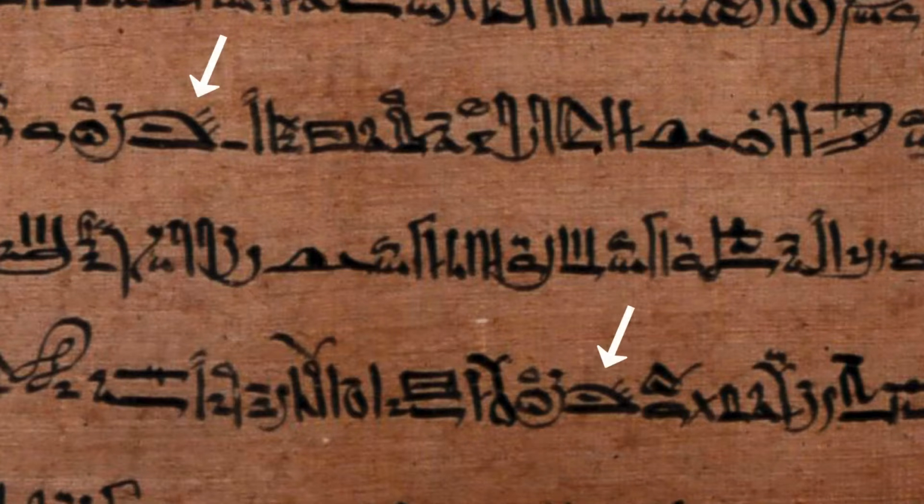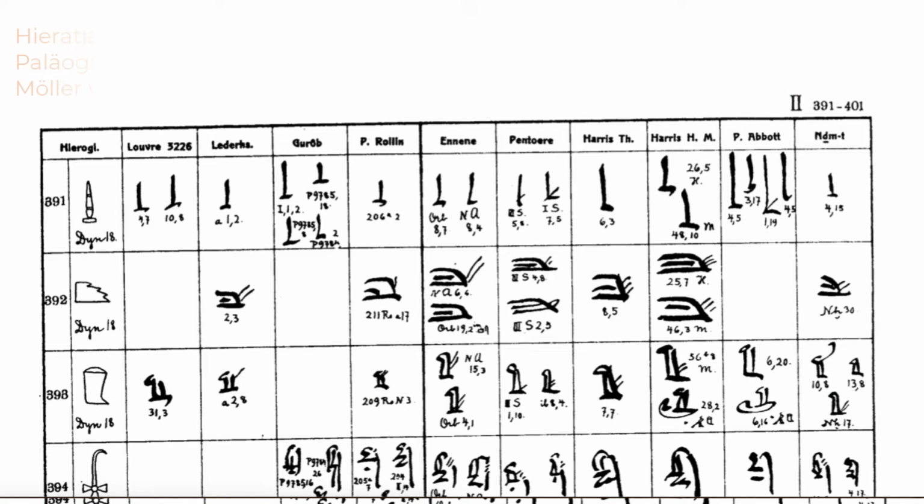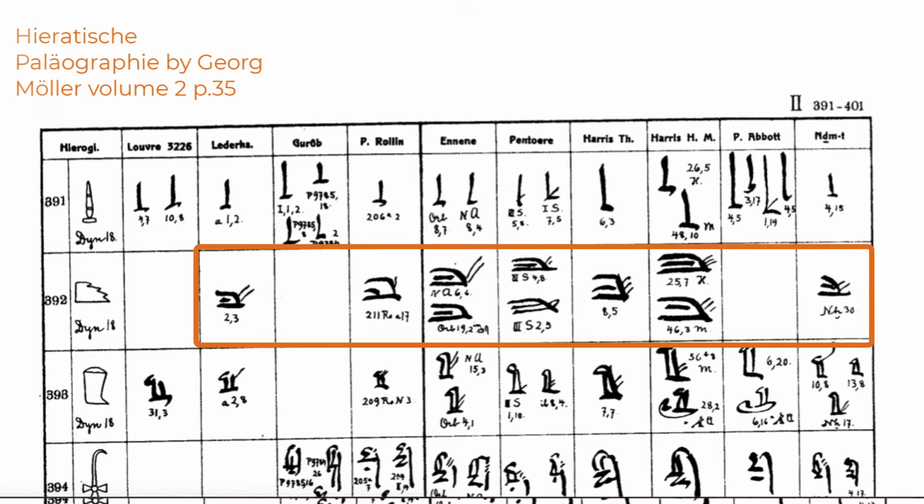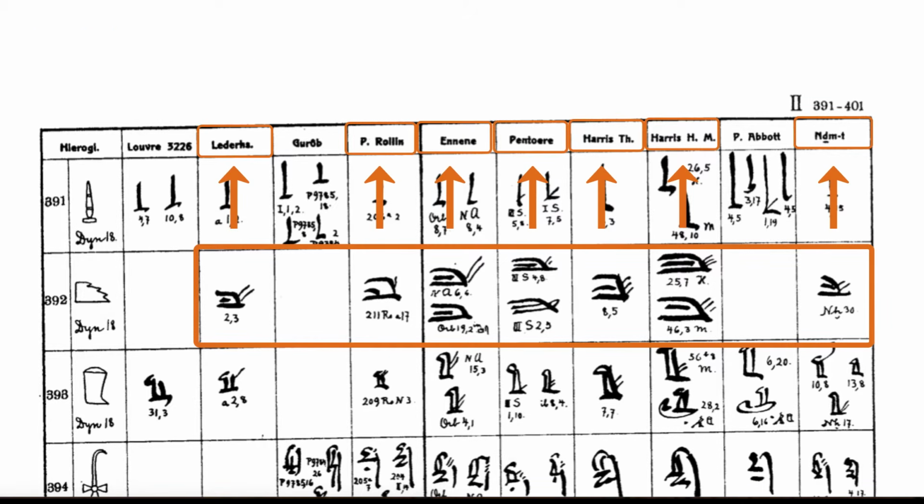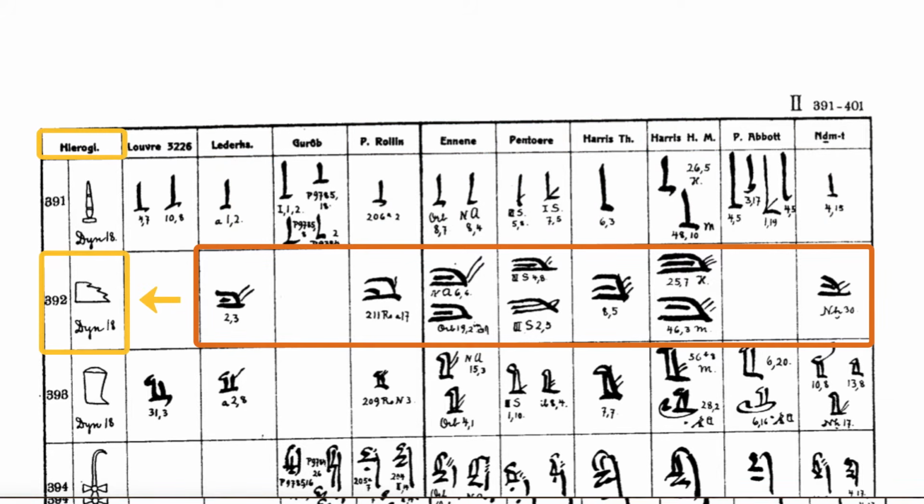The first sign we are looking for is this one here. When you go through the paleography, you will find the sign in volume 2, page 35. Row 392 shows the sign tabulated from different papyri written with different hieratic handwritings and their corresponding hieroglyph.